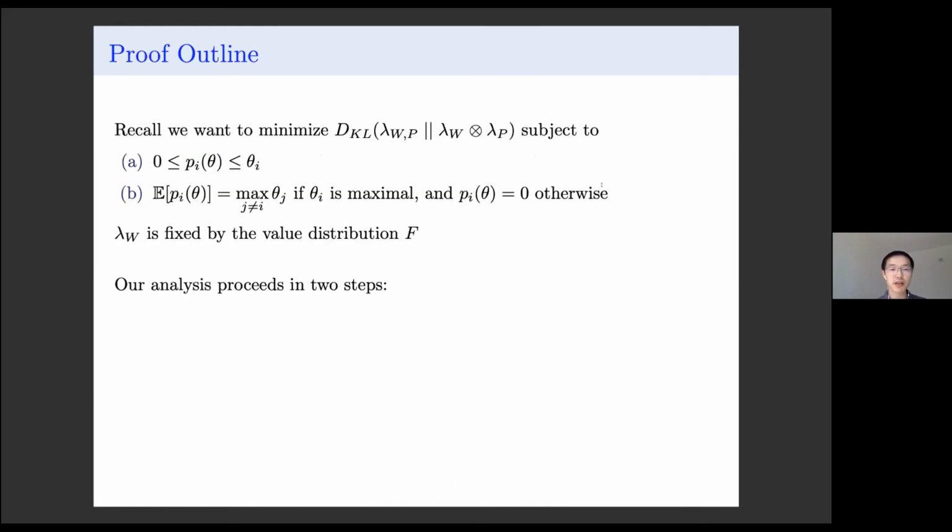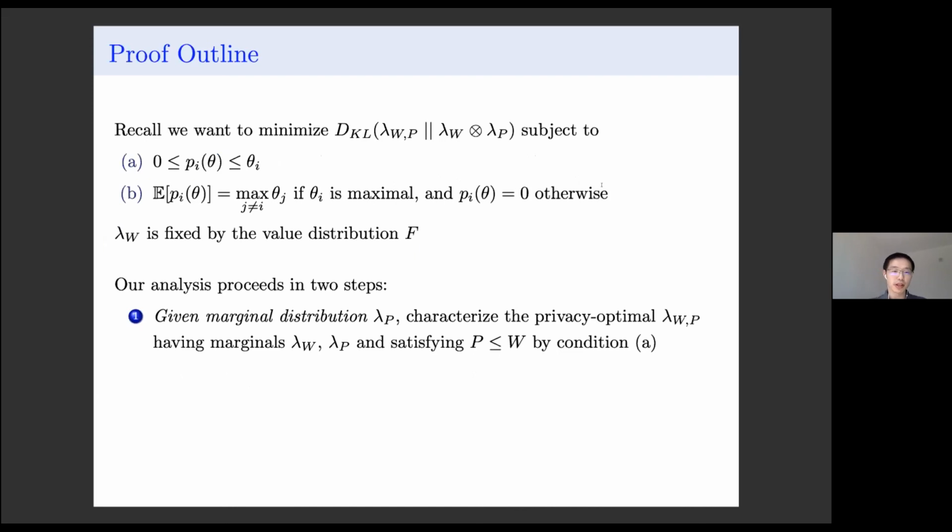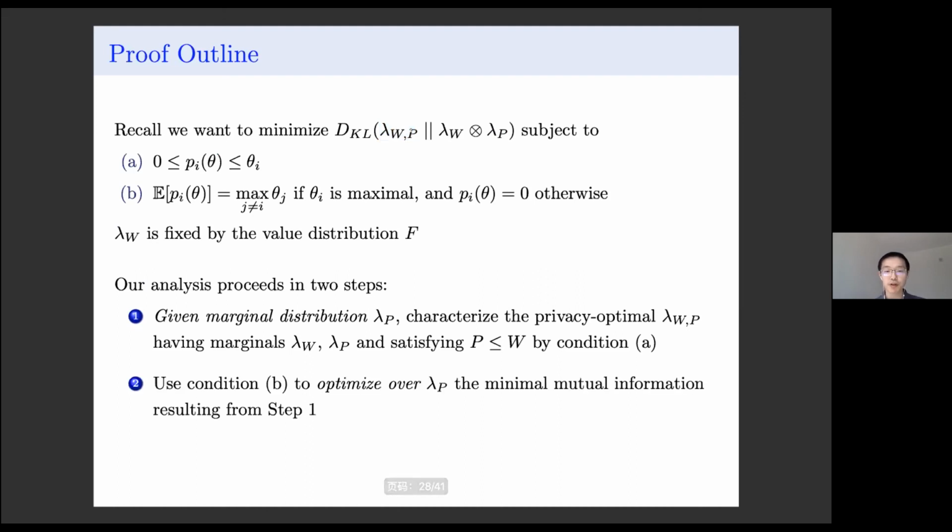Because I'm a little short on time, let me quickly tell you how we prove this result. Recall that we want to minimize the KL divergence between the joint distribution and the product of the marginal distributions. Our analysis is going to proceed in 2 steps. In the first step, as Piotr kind of suggested, we're going to fix the marginal distribution of the payments. Notice that the marginal distribution of the winner type is fixed by the common value distribution. In the first step, we're also going to fix lambda P and characterize the optimal lambda WP, the joint distribution that minimizes mutual information. And in the second step, we're going to optimize over this marginal distribution of payments.